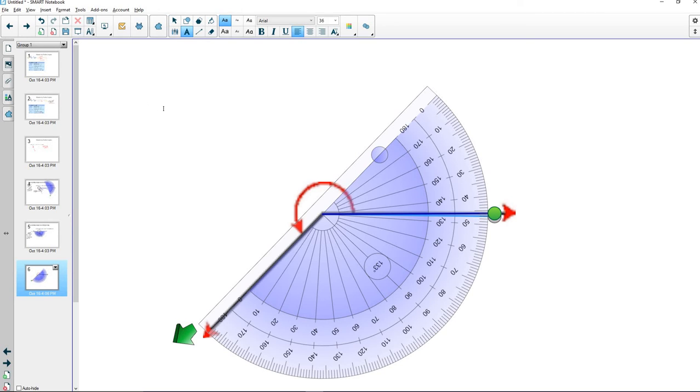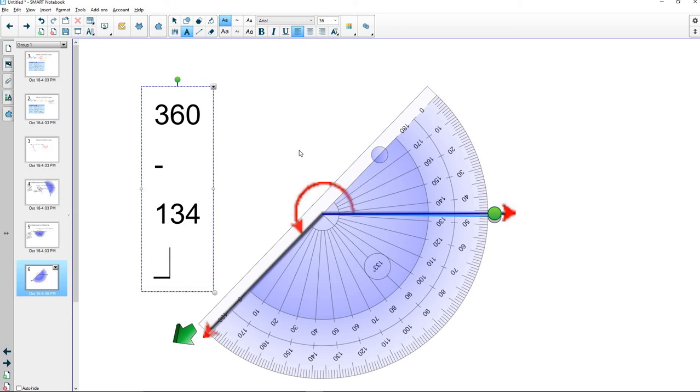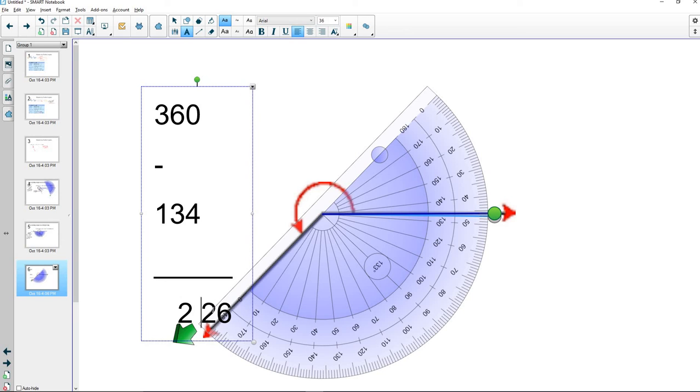So now, quickly, I'm going to do this. 360 minus 134. Okay, so 60 minus 34 is 26, and 300 minus 100 is 200, so we are left with 226 degrees again.